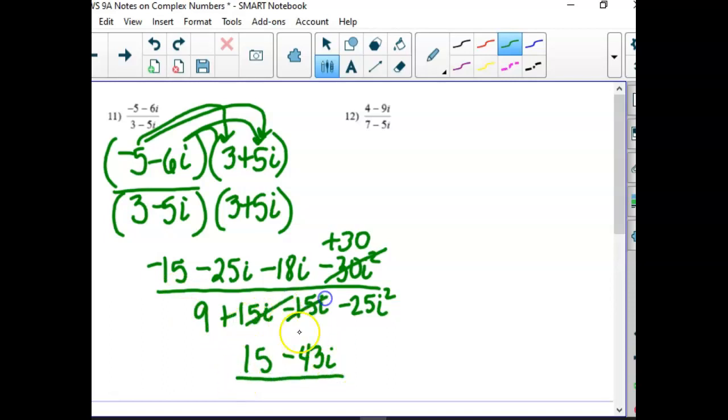The i terms in the denominator should make 0. And negative 25 times negative 1 should make that a positive 25. And 9 and 25 is 34. Anybody confused, got something different, needs me to look at your work and see where you missed something? Lots of room to make a mistake on these, right? You got to really be careful. Check your work.